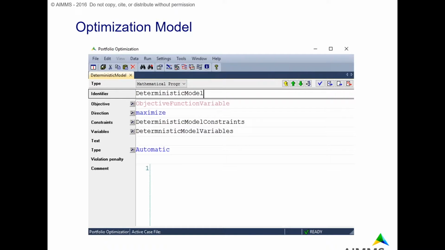So the model is initially formulated as a deterministic model. It's a mixed integer programming model. We want to maximize our objective, the NPV, net present value, under certain variables and constraints, and then have AIMMS run optimization to get the solution.